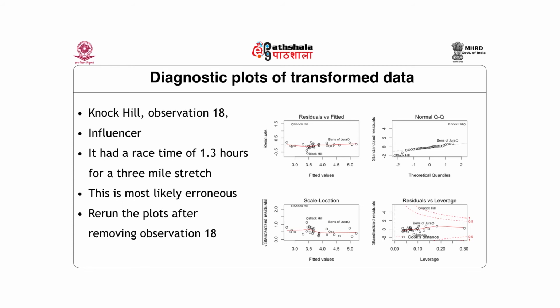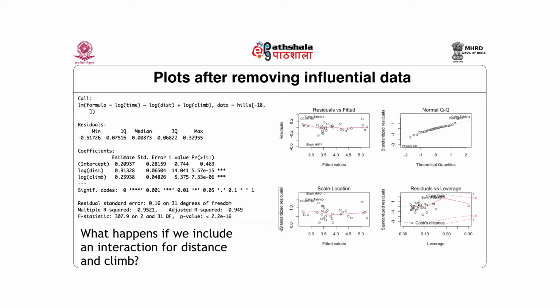Interestingly, it turned out that it had a race time of 1.3 hours for a 3-mile stretch. Obviously, there could be some mistakes. So this was then, in the original data set, reset to 0.3 hours rather than 1.3 hours, which was their actual time. And then the plots were rerun after removing observation 18. And once again, if we do this, we see that things have improved slightly, although you could still argue whether it's a fully linear model or not, it's kind of open to question.